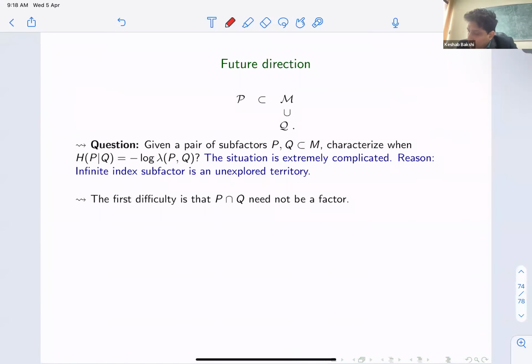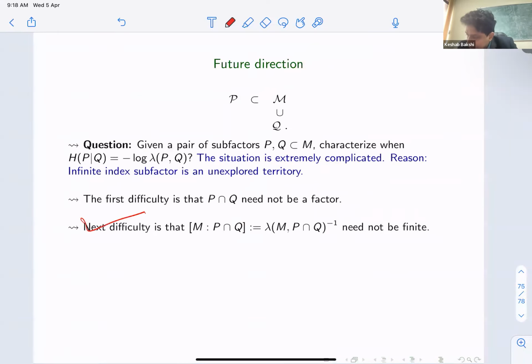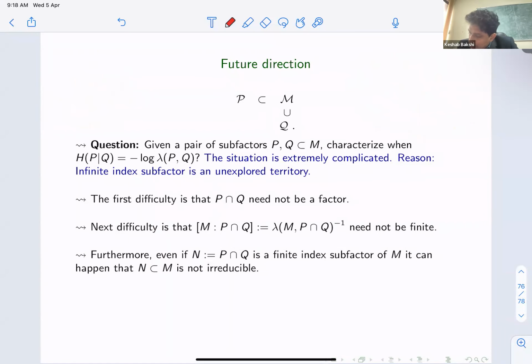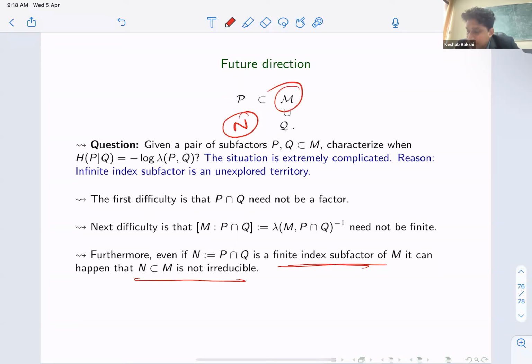So one of the difficulties, as I said, is that it is not a factor. And next, the index may be infinite. Another difficulty: even if you assume that it is a finite index factor, it is not necessarily the case that N subset M, that N = P intersection Q subset M, is irreducible. Even if you assume that P and Q are irreducible, N subset M may still not be irreducible.